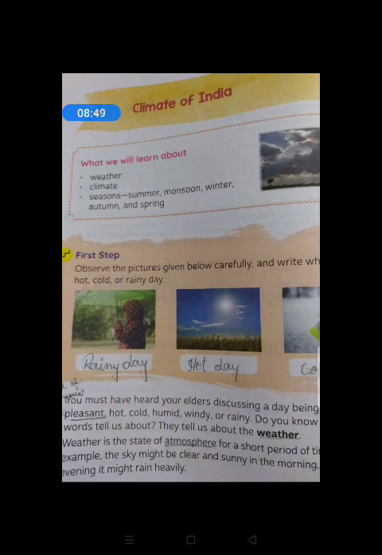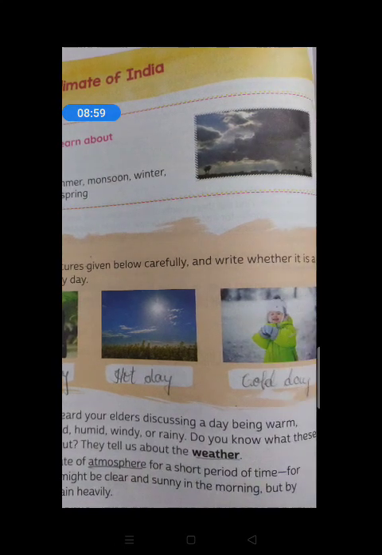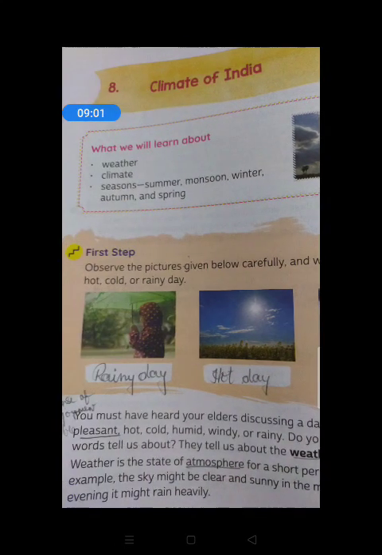For example, the sky might be clear and sunny in the morning. Early morning when you wake up, the sky is very clear, there are no clouds, nothing, and it is even sunny in the morning. But by the evening, when evening came, the atmosphere became pleasant, and it might rain heavily, a very strong rain is also possible. We see all these types of changes that happen in a day. We observe all these changes. So this is nothing but the weather of that day.